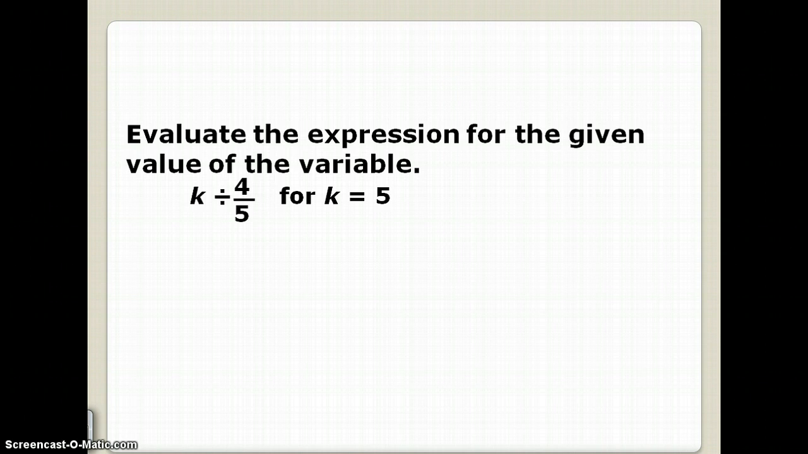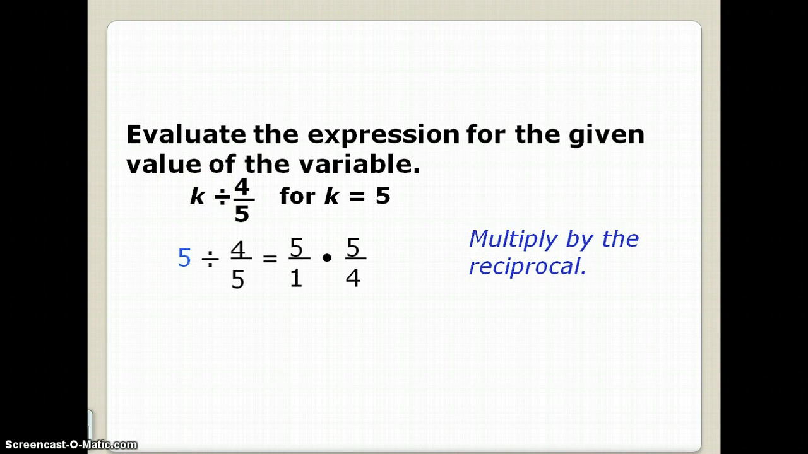We also can evaluate the expression for the given value of the variable. We have k divided by 4/5 for k equals 5. We know that because k equals 5, we can substitute 5 in for the variable k. This gives us 5 divided by 4/5. Well, we know we want to turn 5 into a fraction, so we make it 5/1.